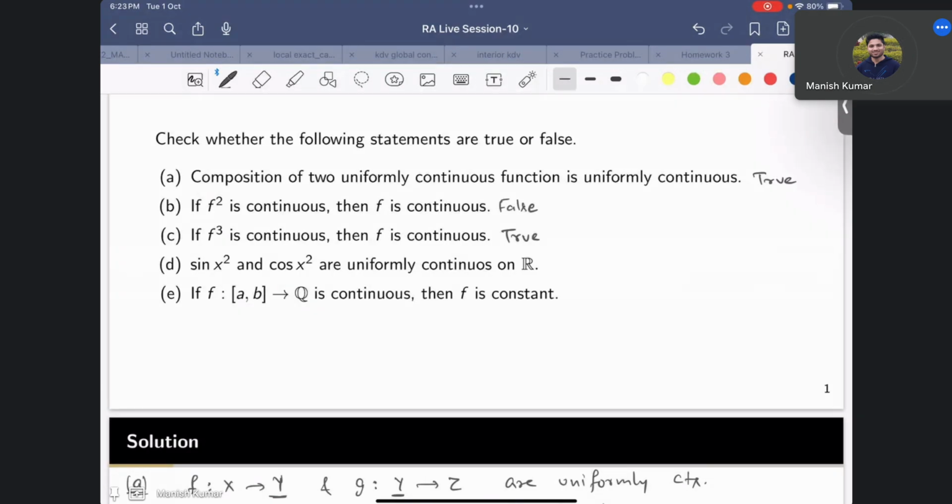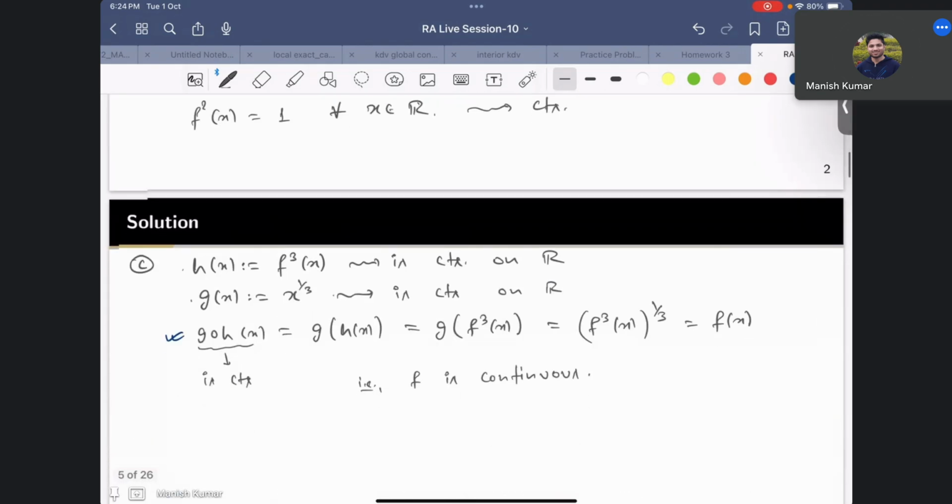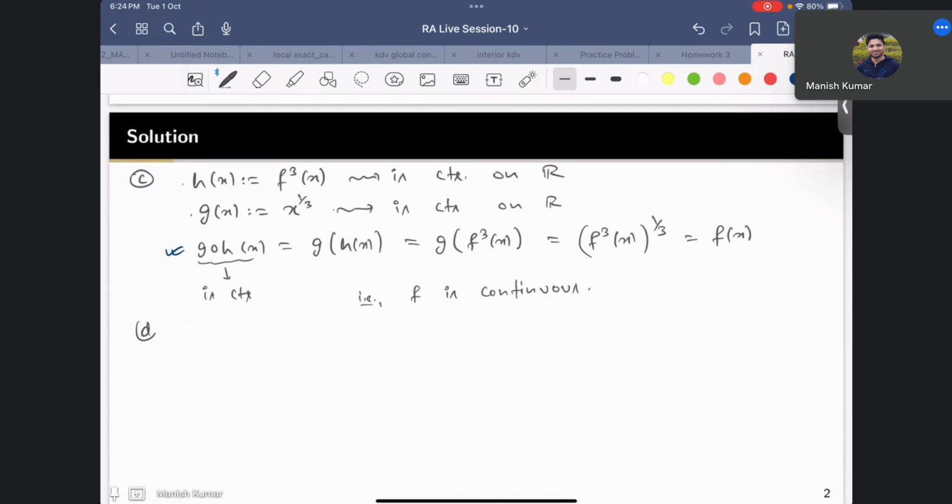What do you think? Do you have any answer to this? Have you seen such thing? Not uniformly continuous, sir. You know how to argue? Okay, so what you are saying is actually correct. This is a false statement. But do you know how to prove this? Okay, so let's start the proof.